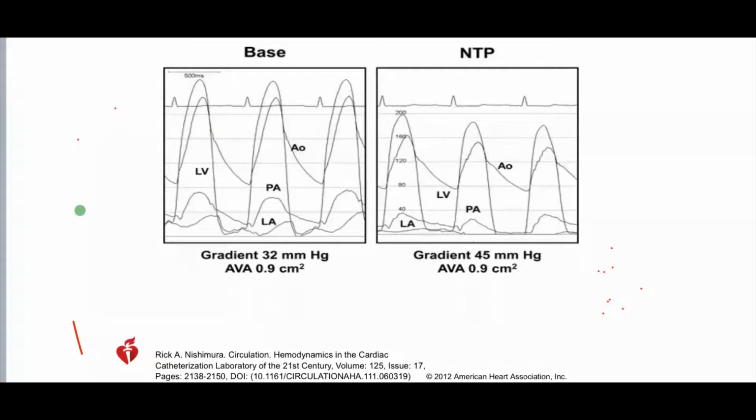Look at it again. I might make it easier for you. If you look at the baseline, we have a gradient that is not high. It's only 32. The area is 0.9. But when we gave nitroprusside, which is a vasodilator, we uncover or unmask or disclose the true gradient, which is 45. So we have an aortic stenosis, which was underestimated, but we came to the right picture after we gave nitroprusside. This is brand new. So what do you think about it?